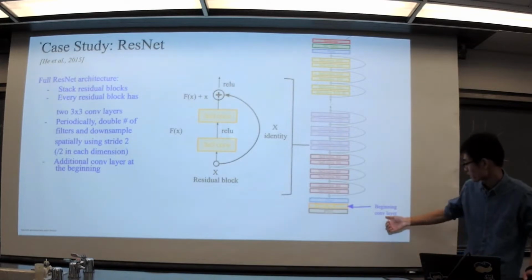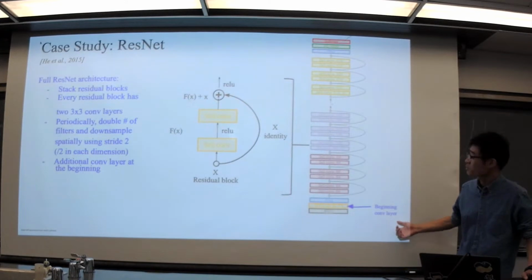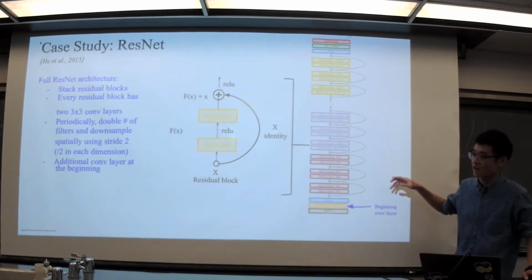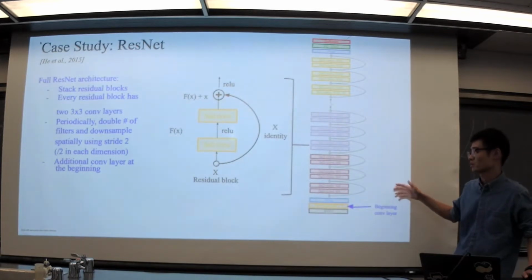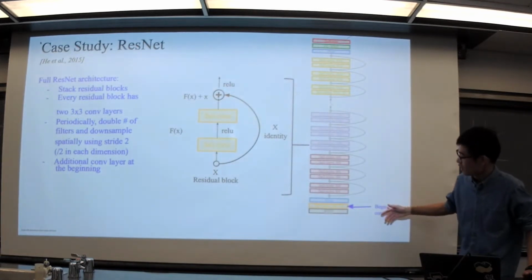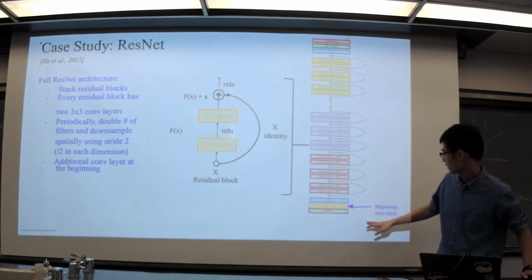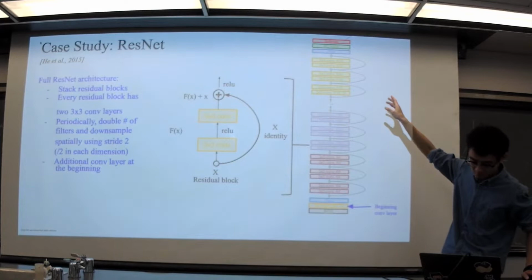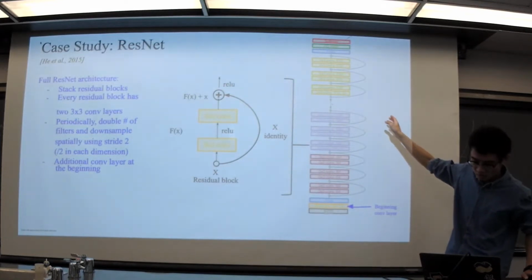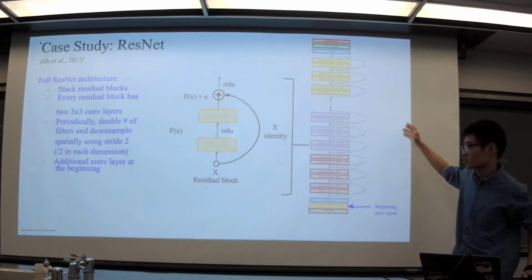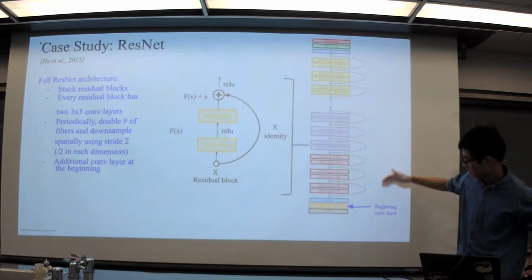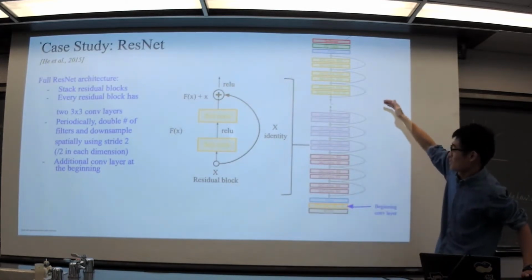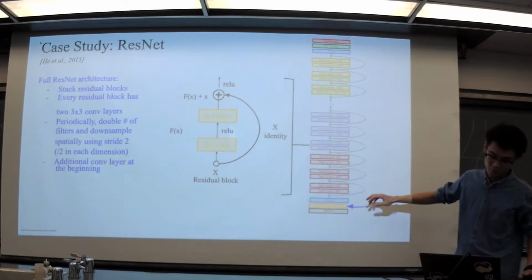Here are the additional layers, the beginning conv layers. Actually, for all ResNet-like formats, they have a beginning conv layer and an ending layer, which is FC, and nowadays we turn it into conv layers plus global average pooling. But we have a beginning and an ending, and in the middle it's in the same form.